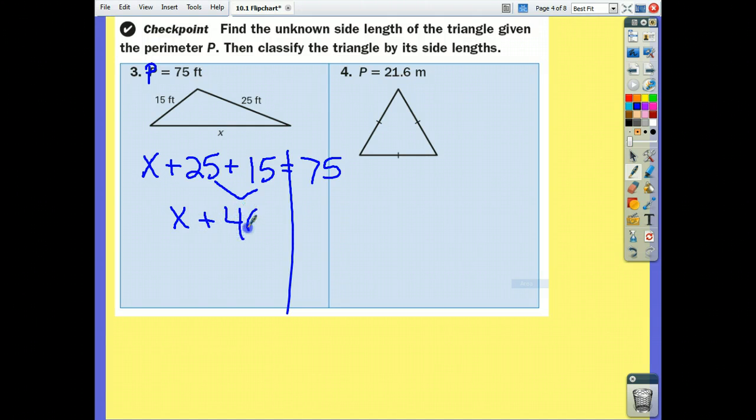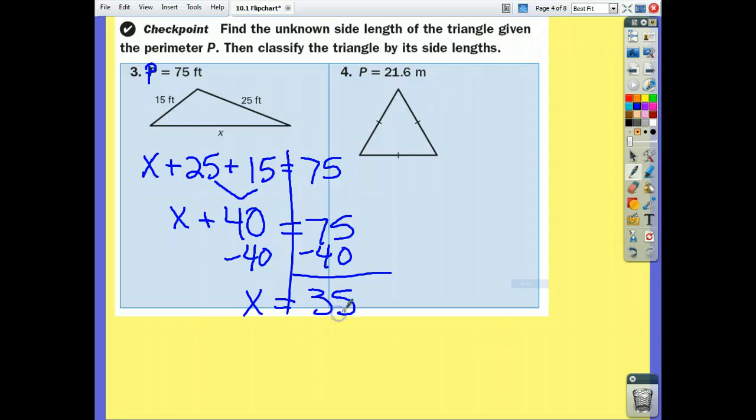What did you say? I'm hoping I heard it right. Subtract 40. X equals what? What does x equal? 35 what? Feet. And here we already know that one's 15, one's 25, this one is 35.